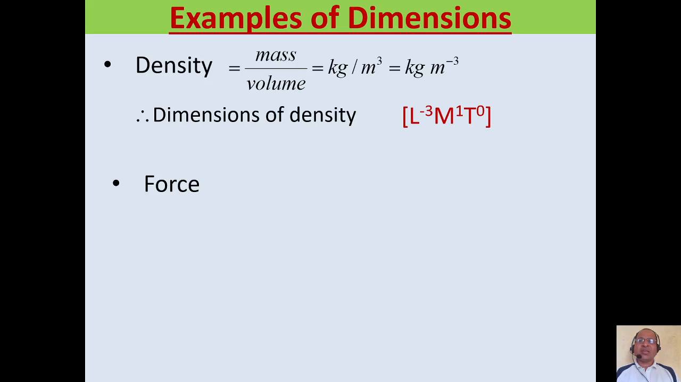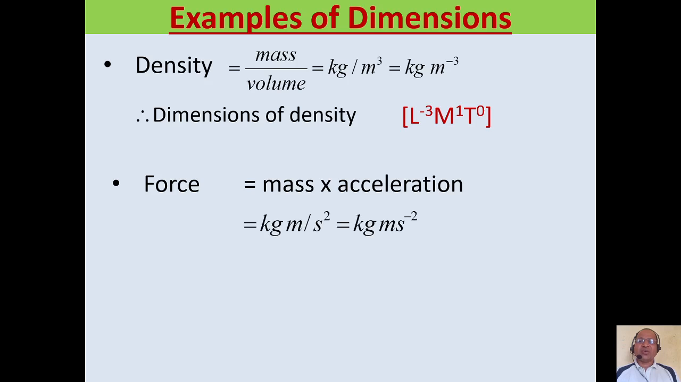Similarly, we can find out dimensions of force. By Newton's second law of motion, force is given by mass into acceleration. So we can write its unit as, for mass we write kilogram, for acceleration we write meter per second square, or the same unit can be written as kilogram meter second raised to minus 2. So dimensions of force become L raised to 1, M raised to 1, T raised to minus 2.